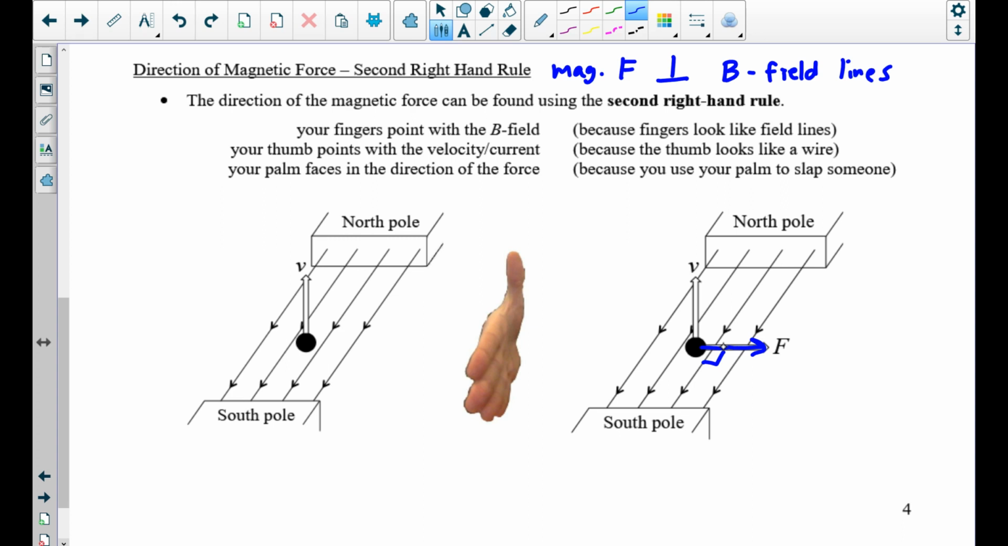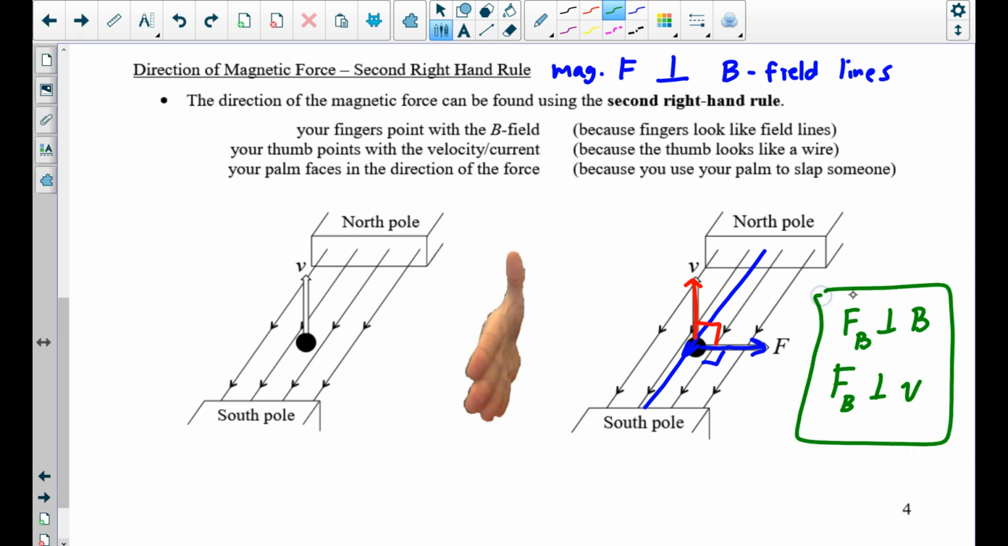But it gets weirder. Not only is the magnetic force perpendicular to the field lines, which point like this, it's also perpendicular to the velocity. So we need a rule to work out these directions, which say the magnetic force is perpendicular to the field lines, and the magnetic force is perpendicular to the velocity. How do we work this out? Already it sounds pretty weird.